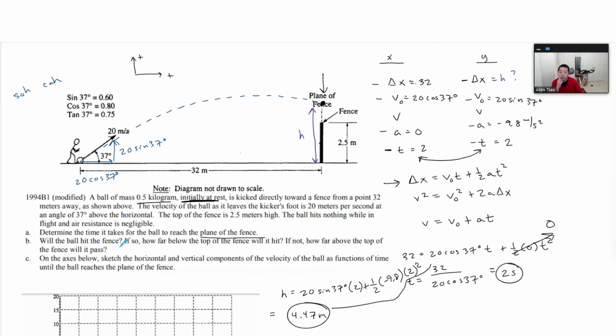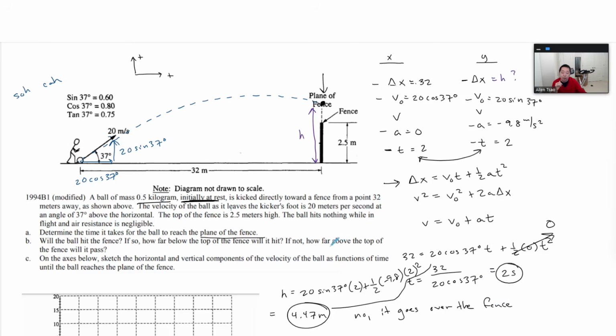Will the ball hit the fence? So we need to answer the question. So I got 4.47 meters. It's not going to hit the fence. It's going to go over it. So no, it goes over the fence.